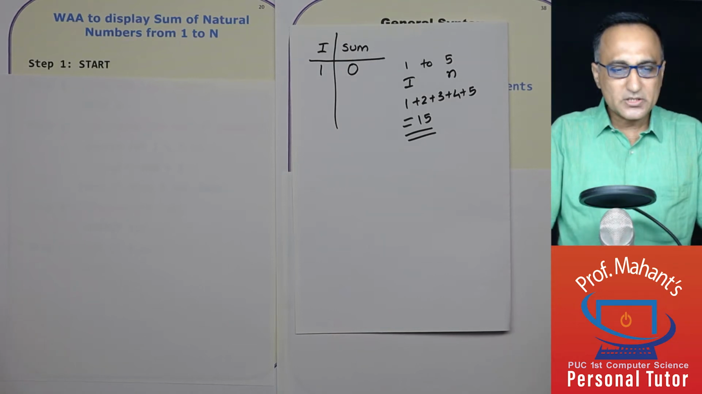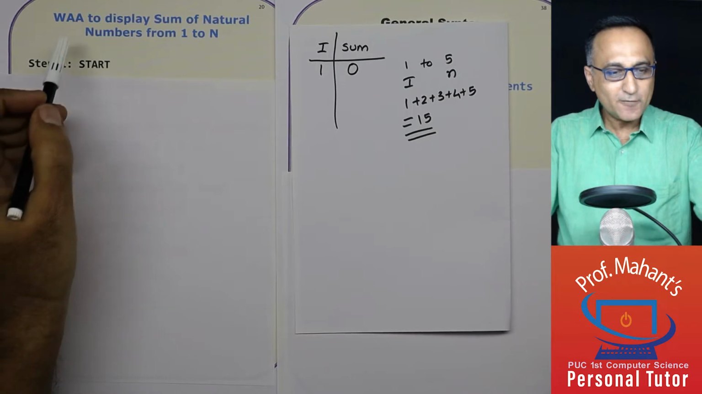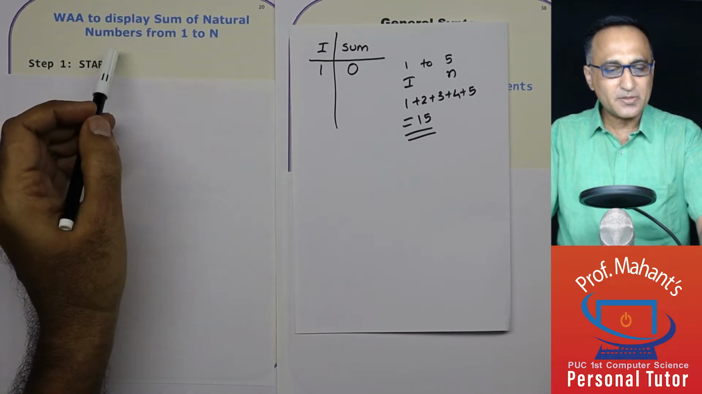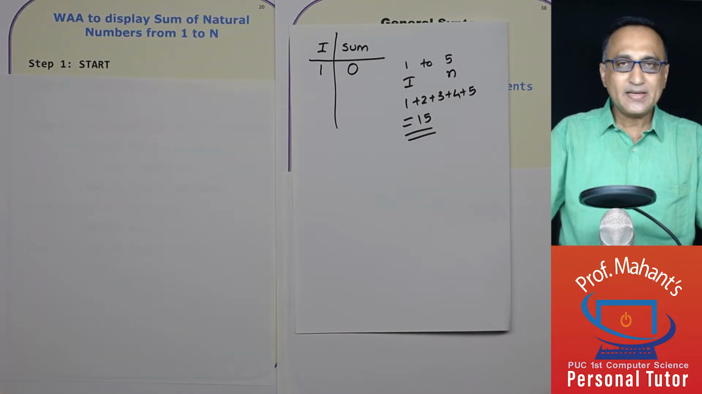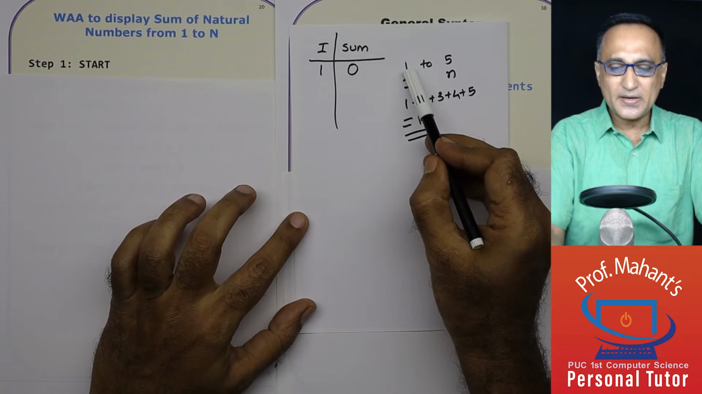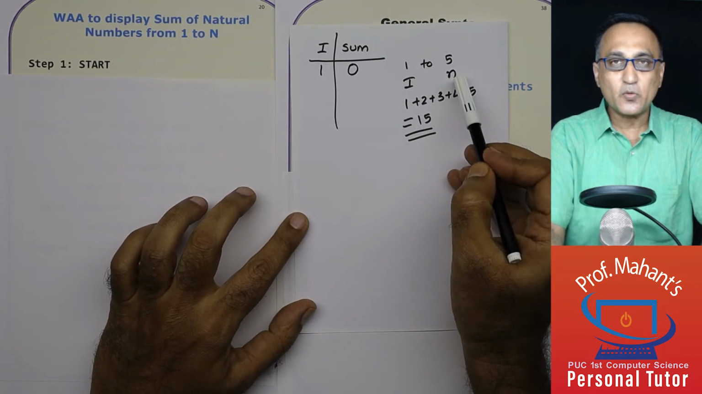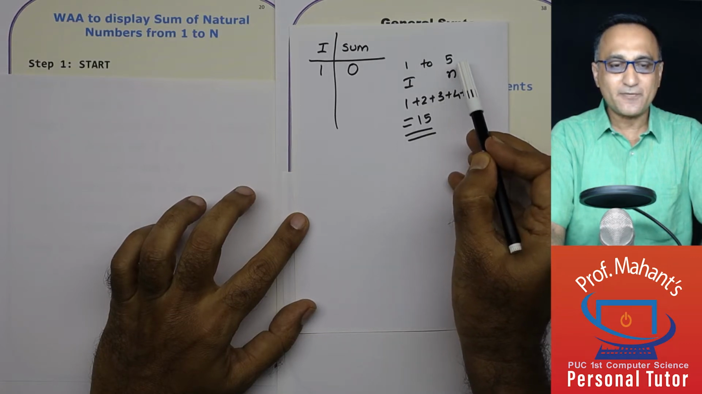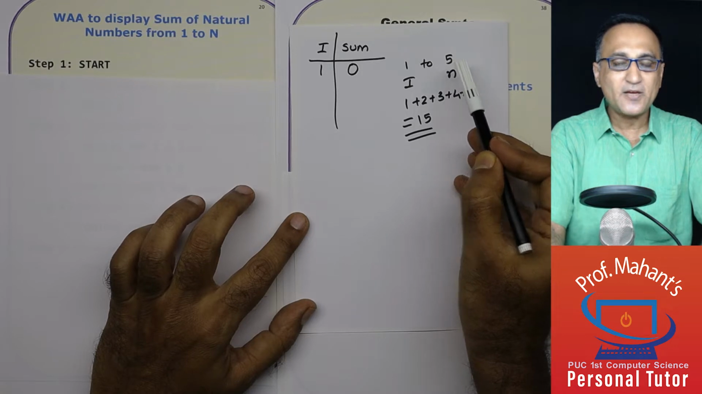Let us say what this problem statement is asking us to do. It is asking us to find, or write an algorithm to find, the sum of natural numbers from 1 to n. Let me explain what this problem means. My first natural number is 1 and the user is going to tell me what is going to be my last natural number. Let us say my last natural number happens to be 5. That means the value of n happens to be 5.